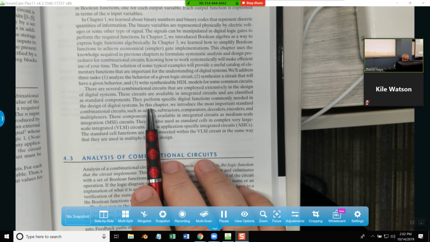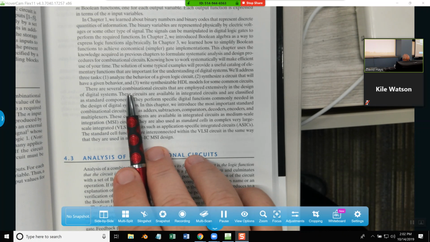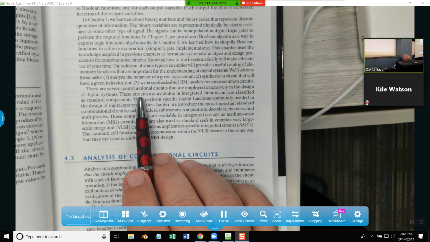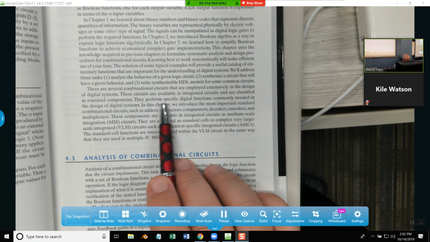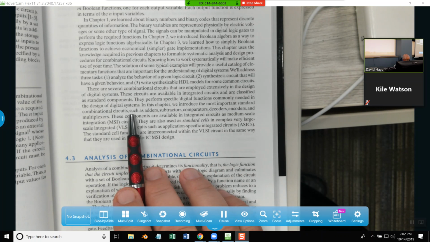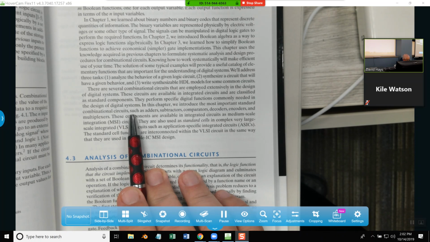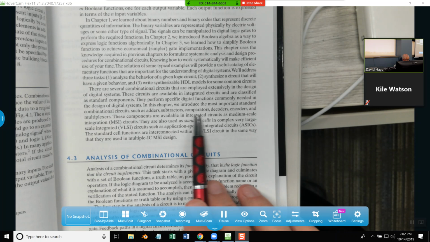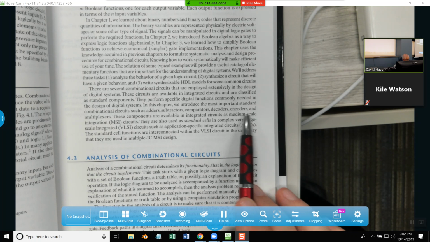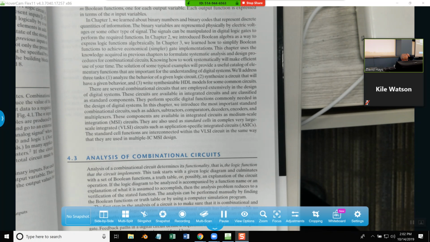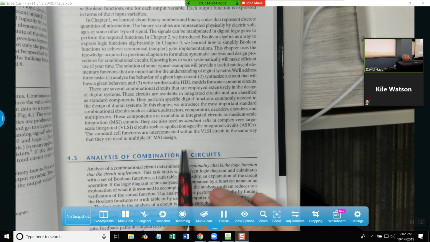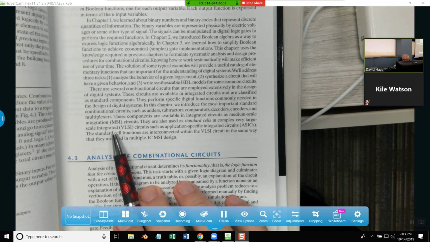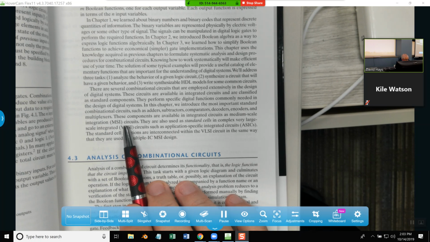There are several combinational circuits that are employed extensively in the design of digital systems. Circuits are available in integrated circuits and are classified as standard components. They perform specific digital functions commonly needed in the design of digital systems. In this chapter we're going to talk about adders, subtractors, comparators, decoders, encoders, and multiplexers. These components are available in integrated circuits such as medium scale integration circuits, MSI, also in standard cells and complex, very large scale integrated, VLSI.